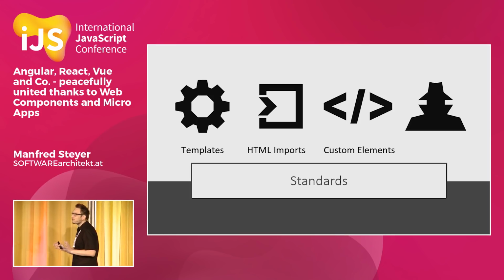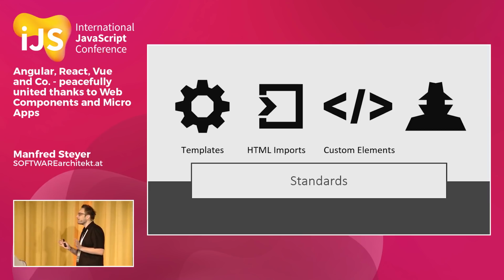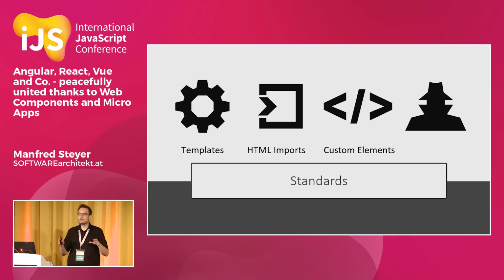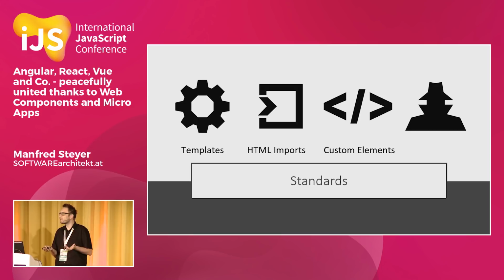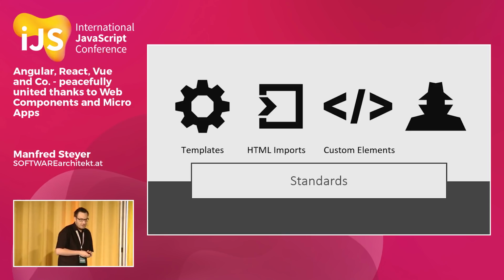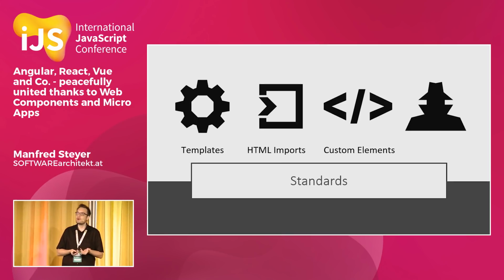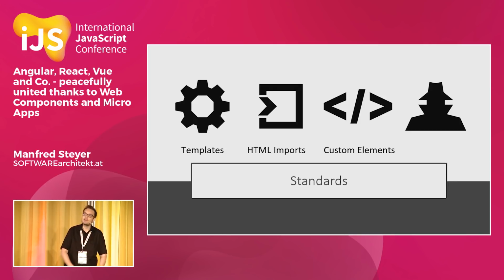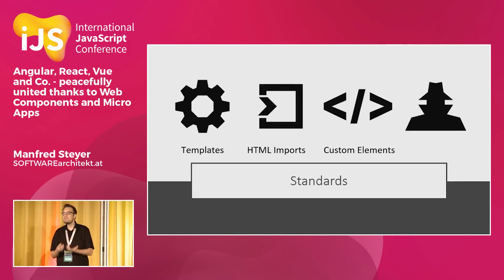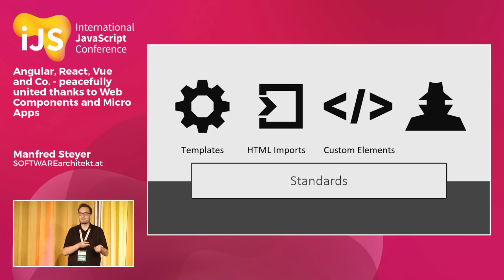The most important standard here is the custom element standard. It allows you to create your own HTML elements that behave like the traditional ones, that behave like a table element, that behave like an image element, that behave like a div.